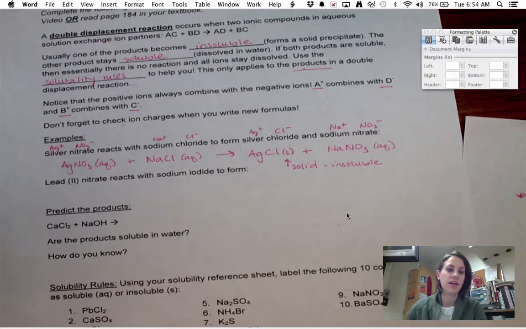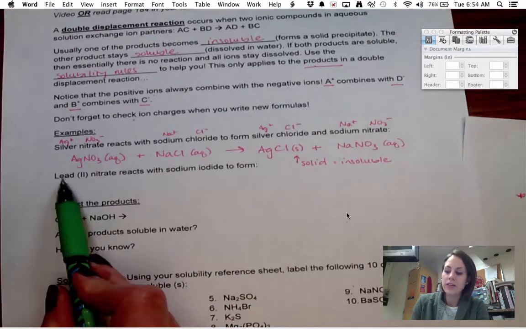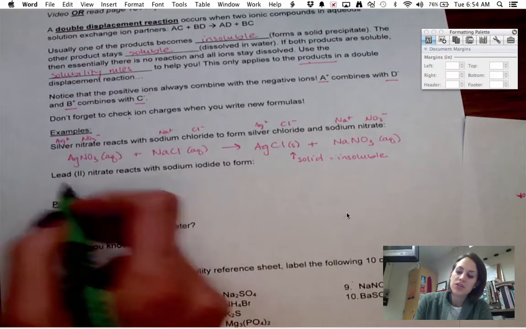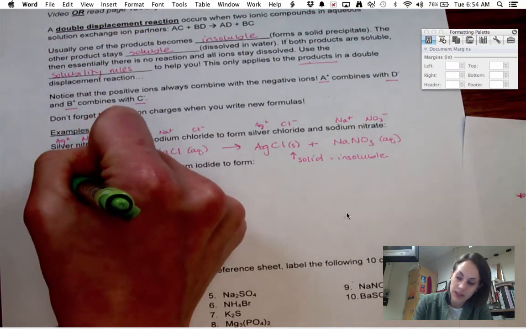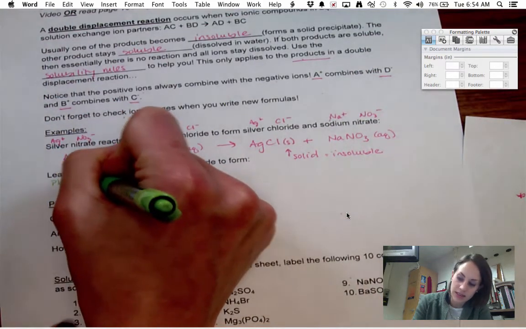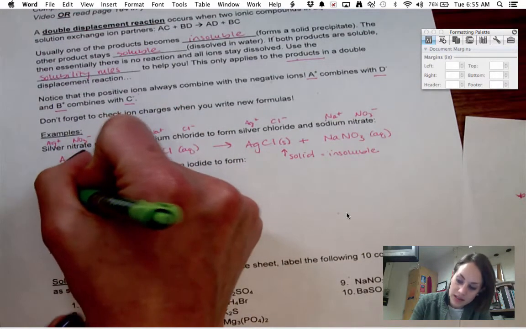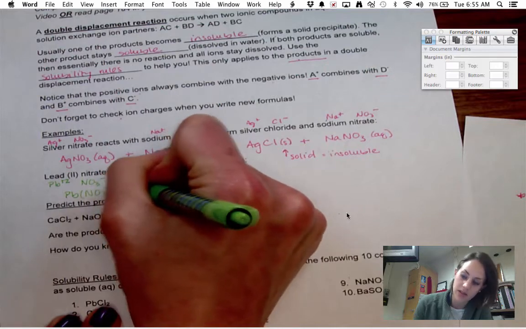Okay, so let's do another example, and this time I don't have my products formed. Lead 2 nitrate reacts with sodium iodide. So lead 2 nitrate means that lead is a +2 and nitrate is a -1. And so my formula here is PbNO3, and again that's going to start out as aqueous.